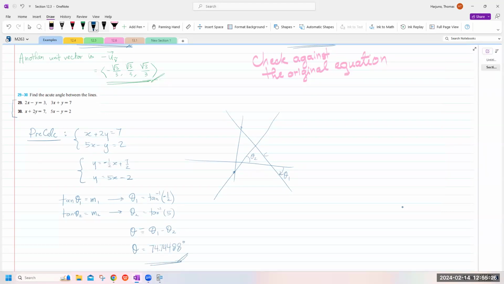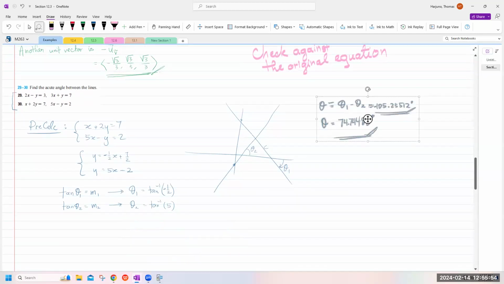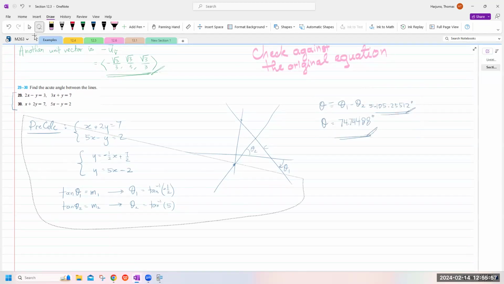Okay, we earlier got 105.25512 degrees with a negative sign, with a negative angle. Okay, now anyway, that's the pre-calculus method. Let me just leave it there for now, and we will use our calculus 3 method to solve this and see if we get the same answer.